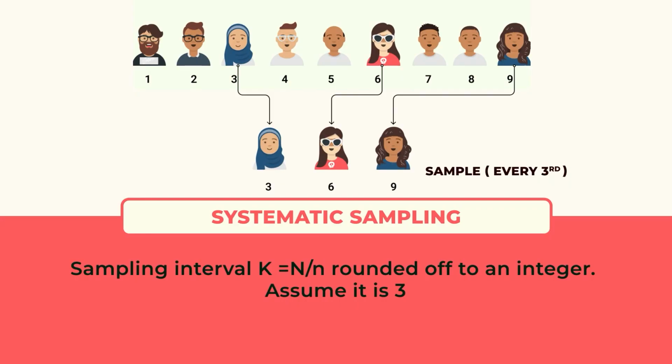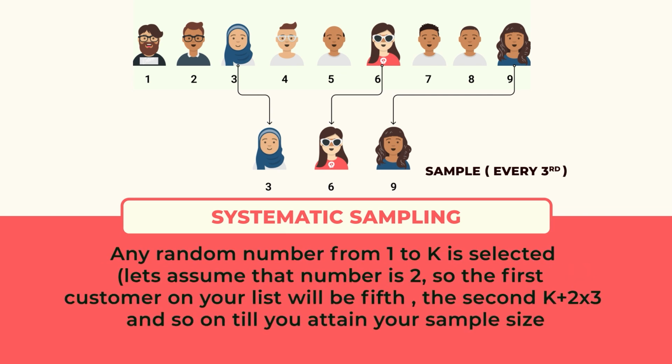If it has to be rounded off to an integer, suppose in this case the integer that you work out is 3. Now any random number from 1 to K can be selected, and let us assume that number is 2. So your first customer on your list will be the second one, and then we go on and so on. The next number would be K plus 2, that is 2 plus 3, and then the next would be 2K plus 2, and so on. We go on till we get the desired number of our sample size.